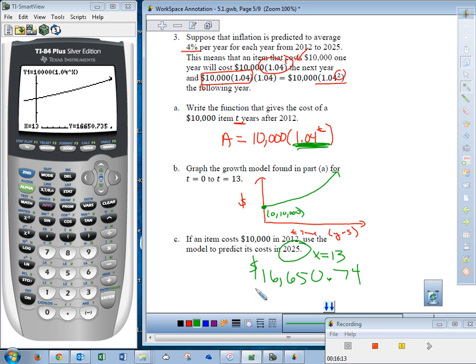After 13 years, inflation, right? And I think you probably know a little bit about what inflation is. That means how much stuff costs in the economy. Don't things keep going up and up and up? So in the year 2025, if an item costs $10,000 in 2012, and if inflation stays at this same rate, that item that cost 10 grand back in the day now costs $16,650 based on this model.